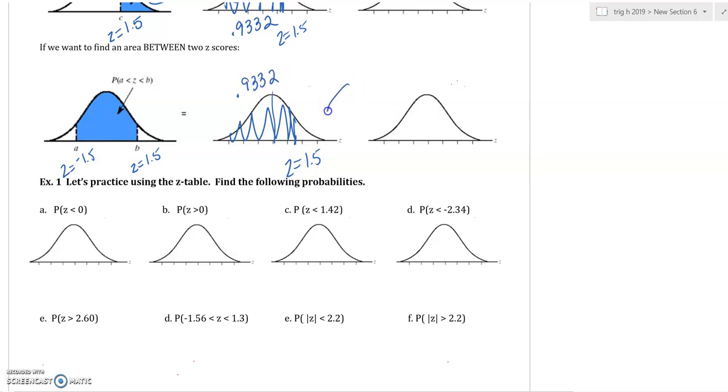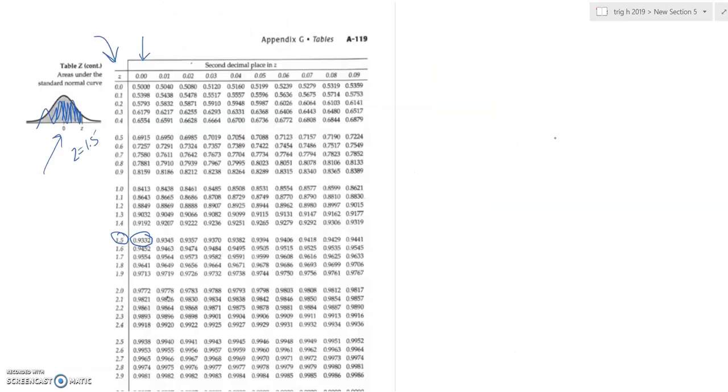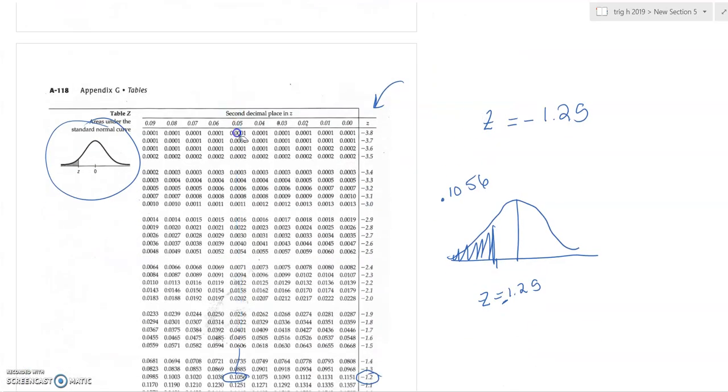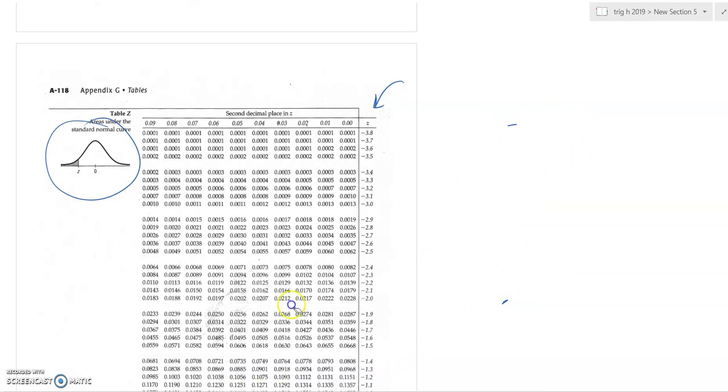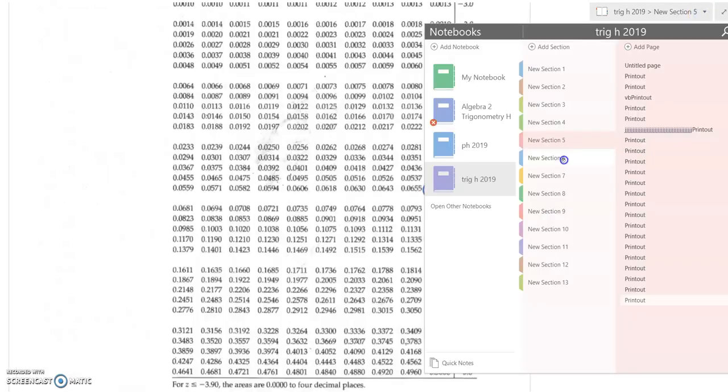And so we realized that this area over here was 0.0668. Let's just check that out on the z-table, though. What would happen if I looked up negative 1.5? Let's see what would happen. So if I go to my z-table, there we go. And this time I wanted to find the area under the standard normal curve for a z-value of negative 1.5. So again, here's my negative 1.5, here's my 0. So again, 0.0668. No surprise, right?